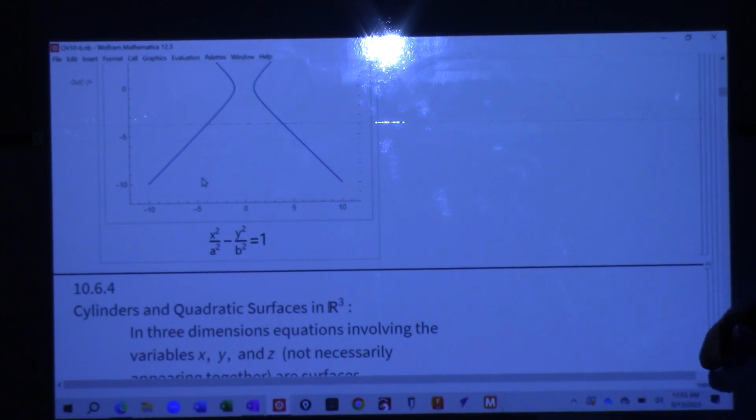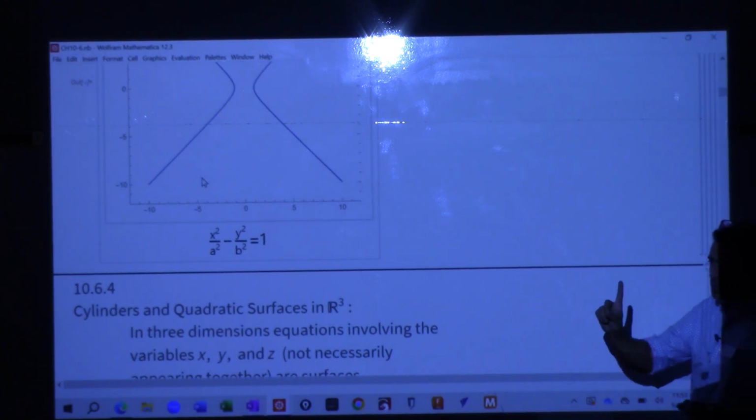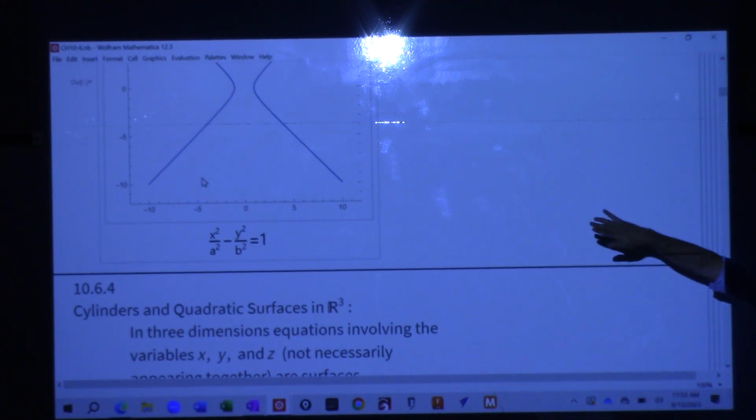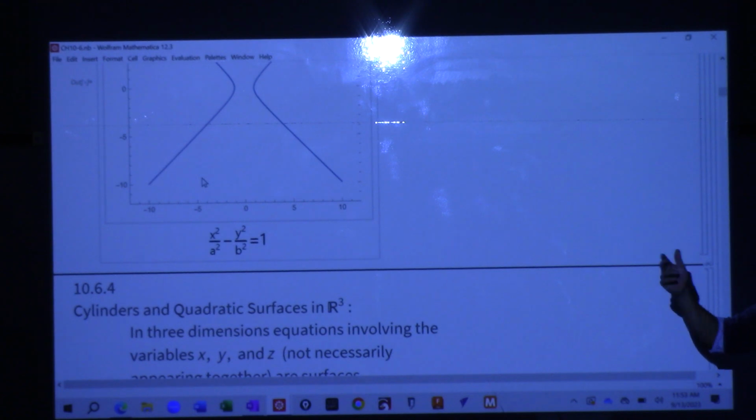variables, right? X, Y, and Z. So all 3 of those could appear in some equation. We've already seen one surface in this class that has an equation with all three variables, and that's a plane. A plane is like x plus y plus z equals 1. That's a plane, yes? Has a normal vector.